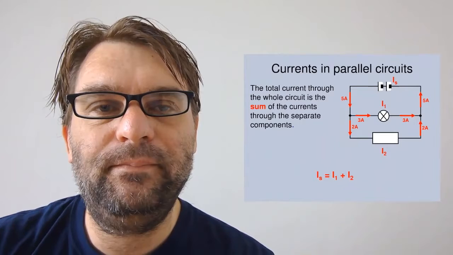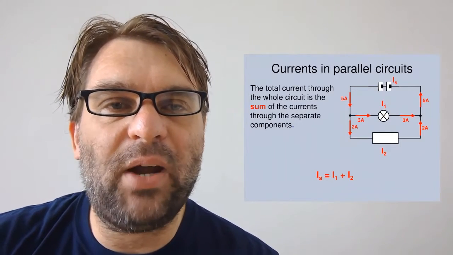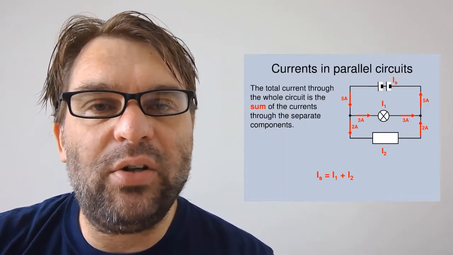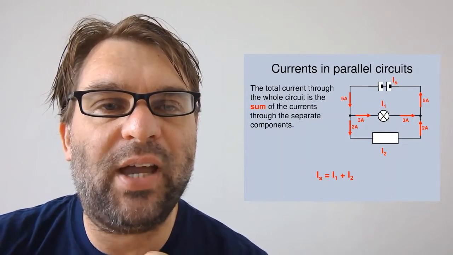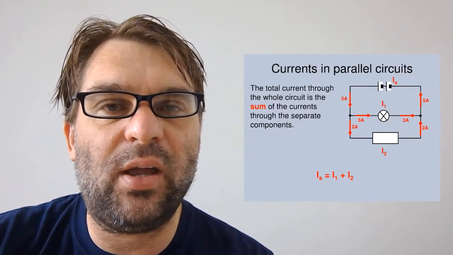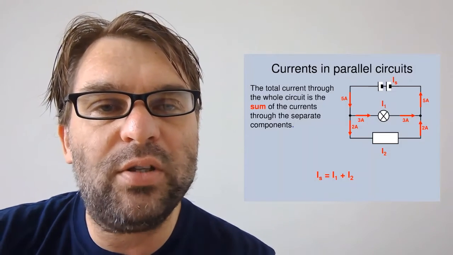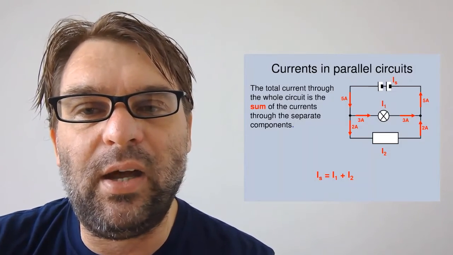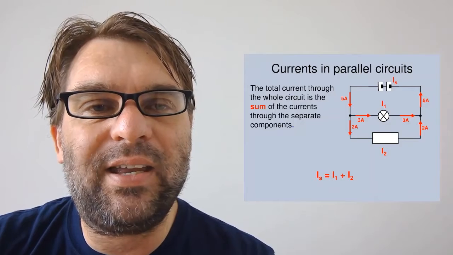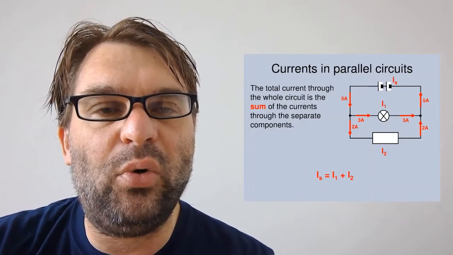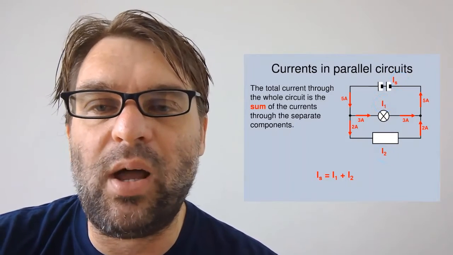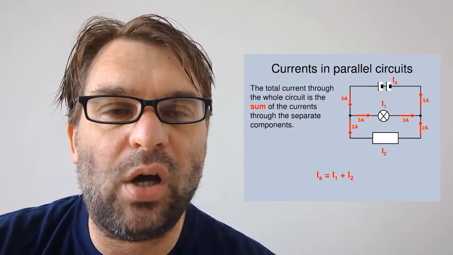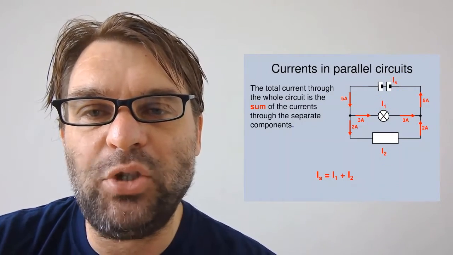Quite useful. So in terms of currents in parallel circuits, the total current through the parallel circuit is going to be the sum. Here we have a parallel circuit with two components, the lamp and the resistor. So the current going through the lamp plus the current going through the resistor will equal the supply current. IS equals I1 plus I2.